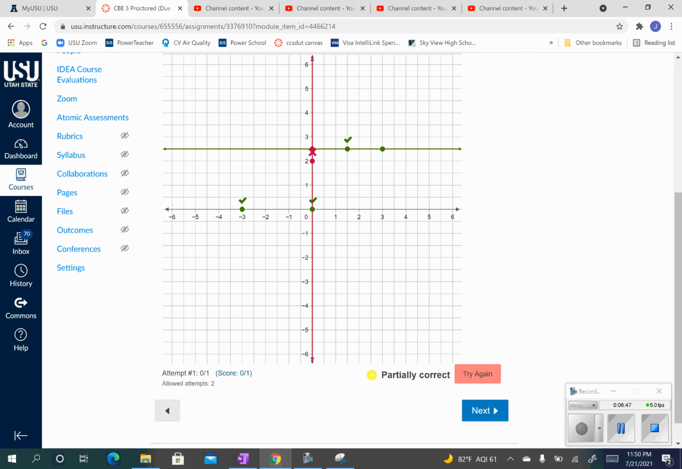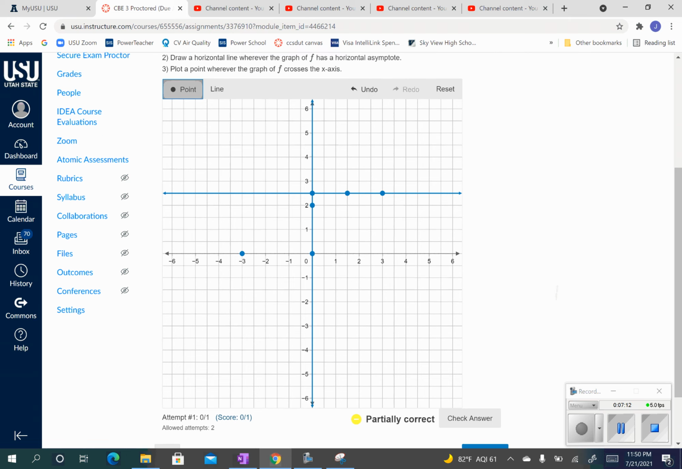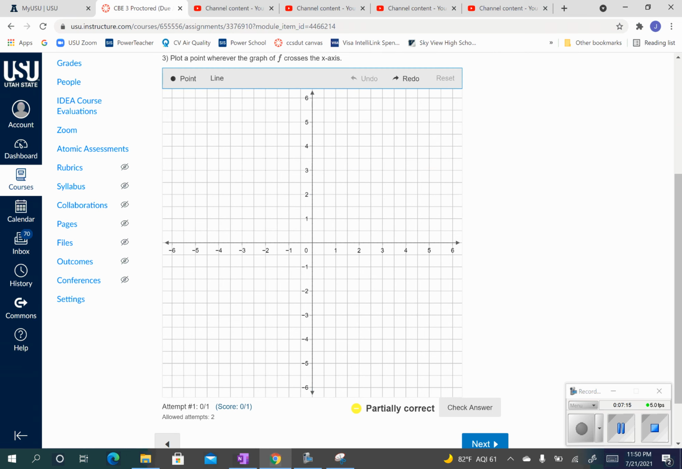Let's see what it does here. It says partially correct. I think it didn't like where I put those points. Seems like it likes the line, but not where I put the points. Let's try this again and see what it says. So I'm going to clear this. Got to have one at x equals 0. So we're going to do a line. Okay, so there's my line.